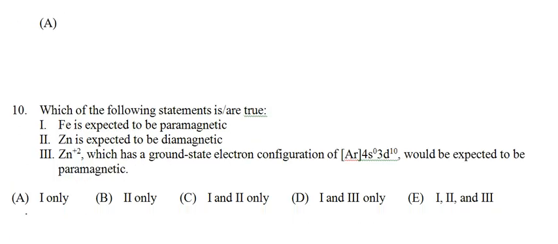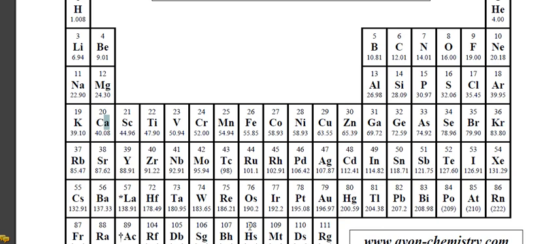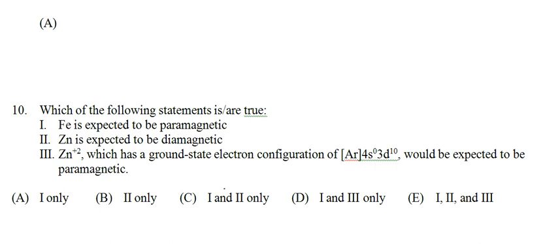All right. Number 10, which of the following statements is true? Iron is expected to be paramagnetic. When we look at the chart here, we have d orbitals, so we have 1, 2, 3, 4, 5, 6. No way. I'm sorry, it is paramagnetic, it's not diamagnetic. So iron is paramagnetic, because paramagnetic means not all the orbitals are doubled up or filled up.